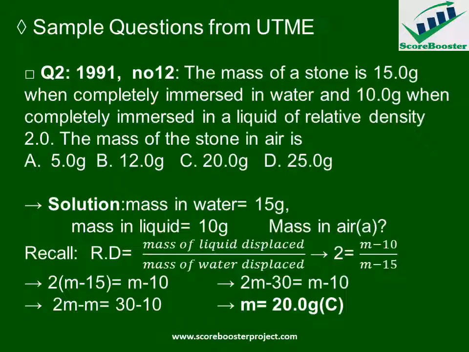Then open the bracket and collect the like terms. We have 2m, 2 times m will be 2m, minus 2 times 15, which is 30, equals m minus 10. Then collect the like terms, that will give us 2m minus m equals 30 minus 10. So giving us m equals 20.0 gram, making option C the correct answer for this particular question.